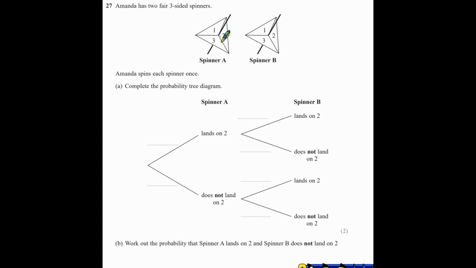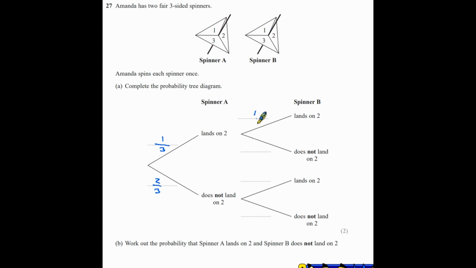Well, there are 3 sides. It is a fair spinner, therefore 1 side out of 3 is the chance that it's going to land on the number 2. It's got 3 sides, one of them is 2. The probability that it doesn't land on 2, well, if it doesn't land on 2, it's going to land on 1 or 3. So it's got 2 options out of 3 that it's not going to land on 2. Spinner B. The probability that it lands on 2 is exactly the same.